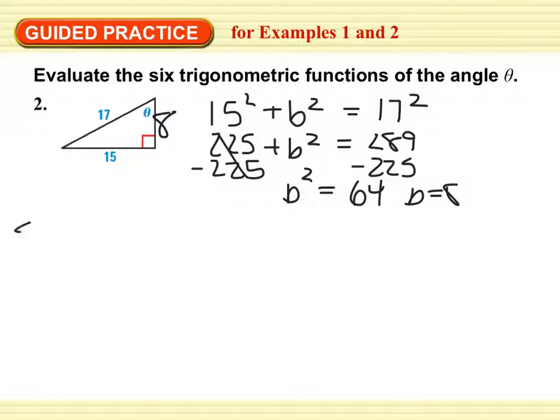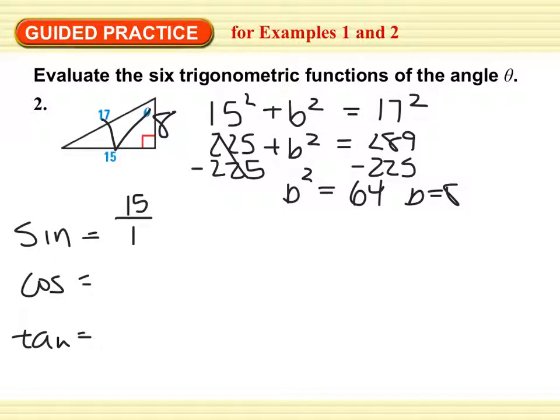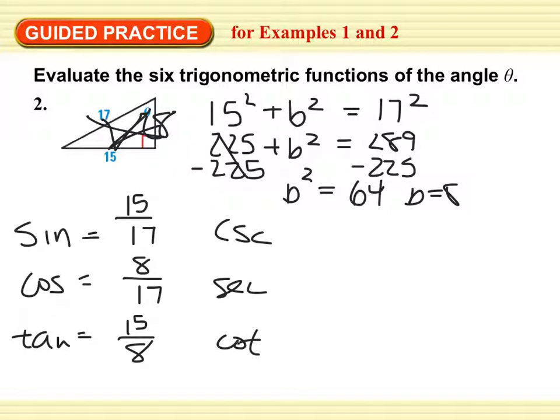Now we can do our functions. Sine, cosine, tangent. Sine is opposite over hypotenuse. Notice I'm going the opposite of the angle, no matter where the angle is. Adjacent over hypotenuse, adjacent's the one next to the angle, and then opposite over adjacent. Cosecant, secant, cotangent: 17 over 15, 17 over 8, 8 over 15. Not too bad.